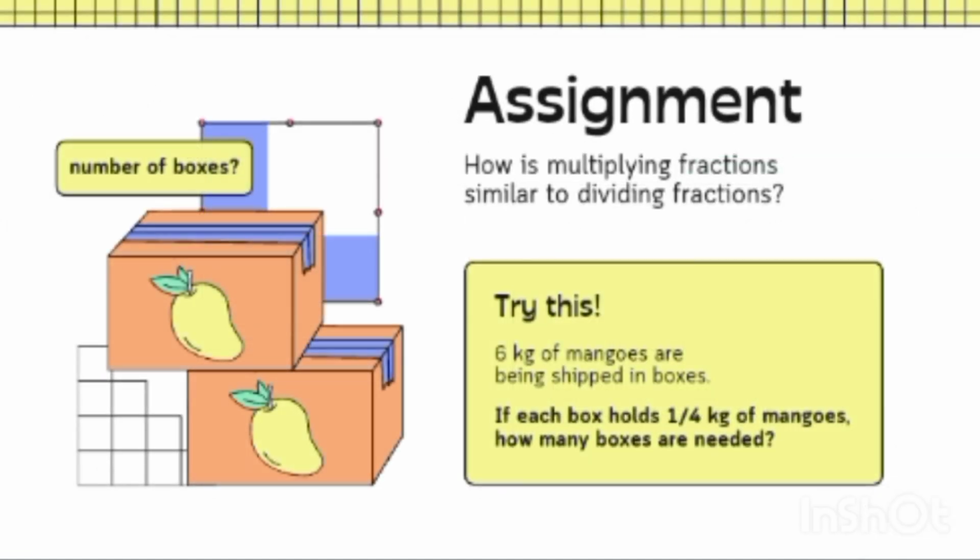Here's your assignment. Just do this question, pause the video, do this question, and then I will tell you the answer in the next video or in the comments.